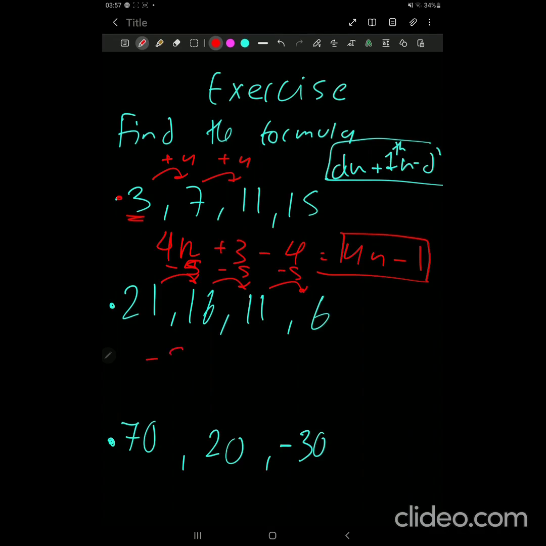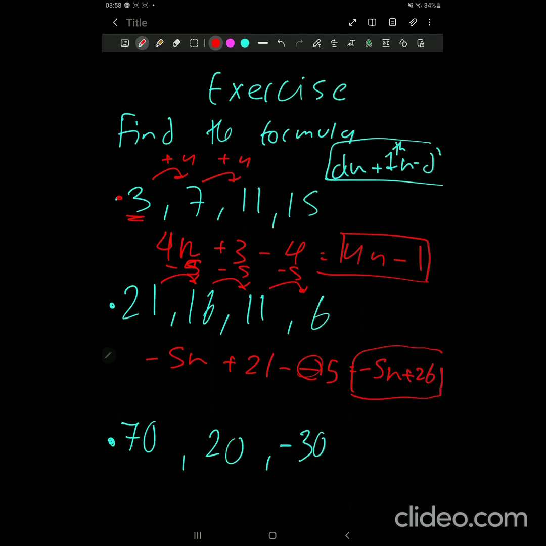So we will just write minus 5n, and plus the first term, which is 21, minus negative 5. Don't forget this negative. It would be different if you haven't put the negative sign. So it will be minus 5n, 21 minus minus, it will be plus, so it will be plus 26.